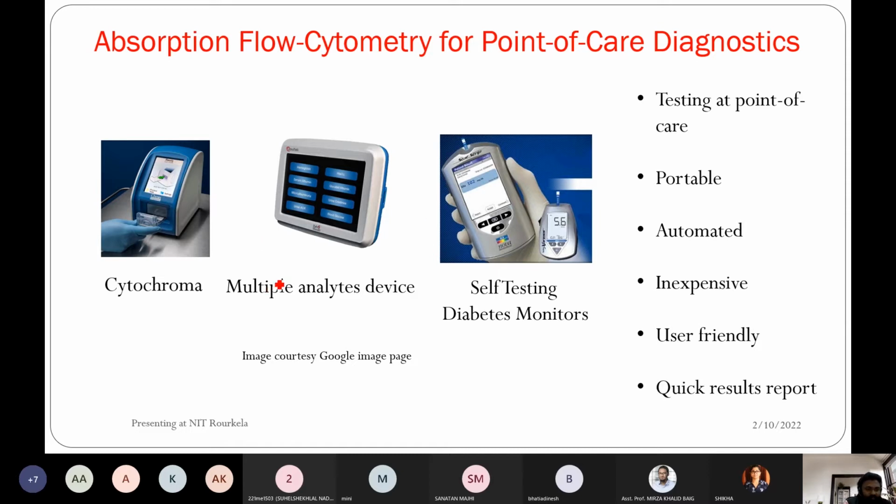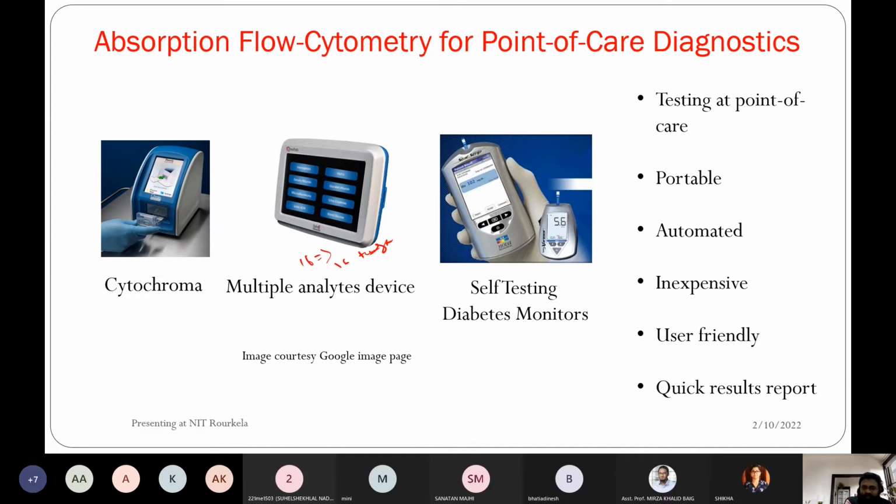So here we can see a couple of devices. For example, this is like the path shoot. This is like one instrument. It can give almost 16 different tests. Okay, so 16 different tests, and like that only cytochroma and the self-testing diabetic monitoring devices.